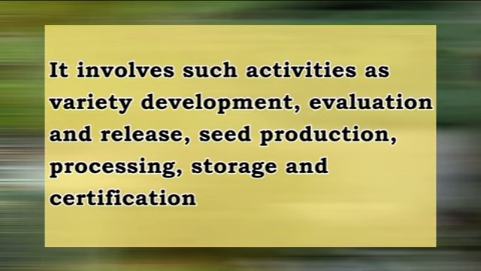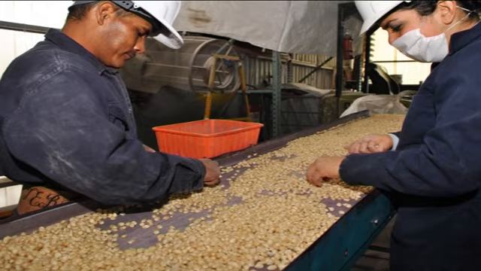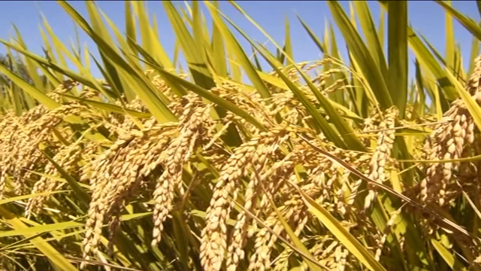Seed technology is the methods through which the genetic and physical characteristics of seeds could be improved. It involves such activities as variety development, evaluation and release, seed production, processing, storage and certification. Seed technology includes the development of superior crop plant varieties, their evaluation and release, seed production, processing, seed storage, seed testing, seed quality control, seed certification, seed marketing, distribution and research on seed. These aspects involve seed production and seed handling based on modern botanical and agricultural sciences.